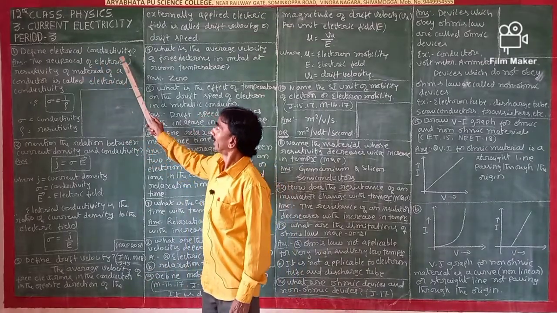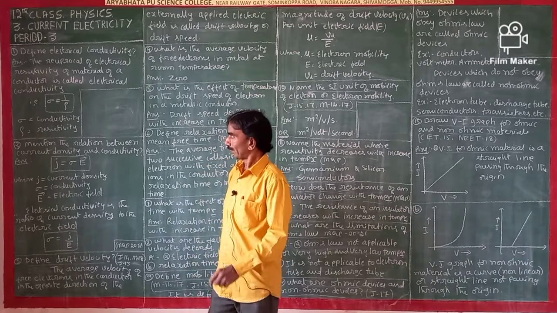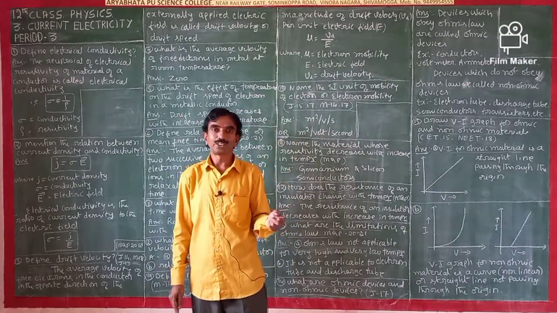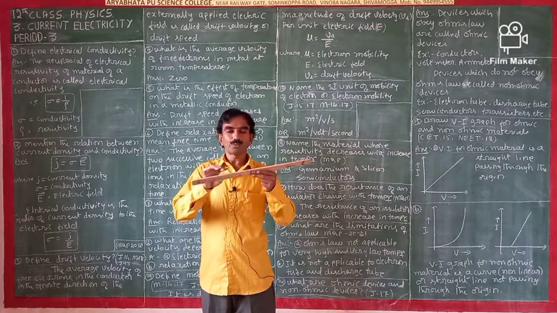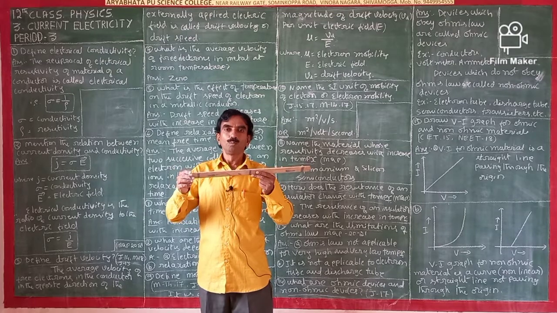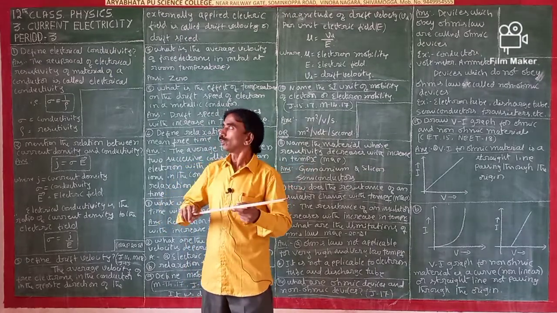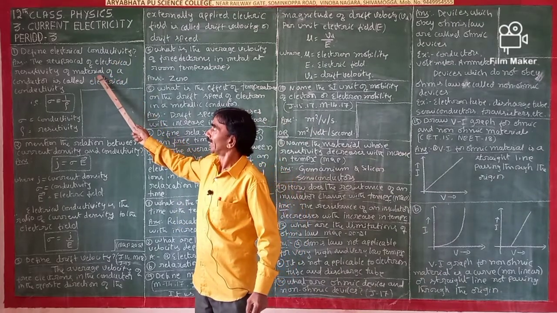Define electrical conductivity. What is meant by electrical conductivity? In the previous class you have studied resistivity. What is meant by resistivity? Resistance per unit length: for 1 meter of the wire, how much resistance is there? That is called resistivity. Now we are going to study conductivity.